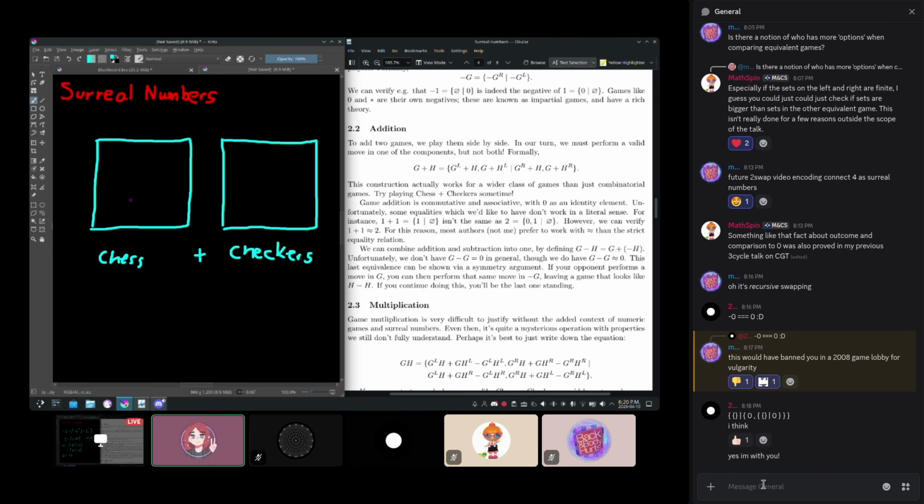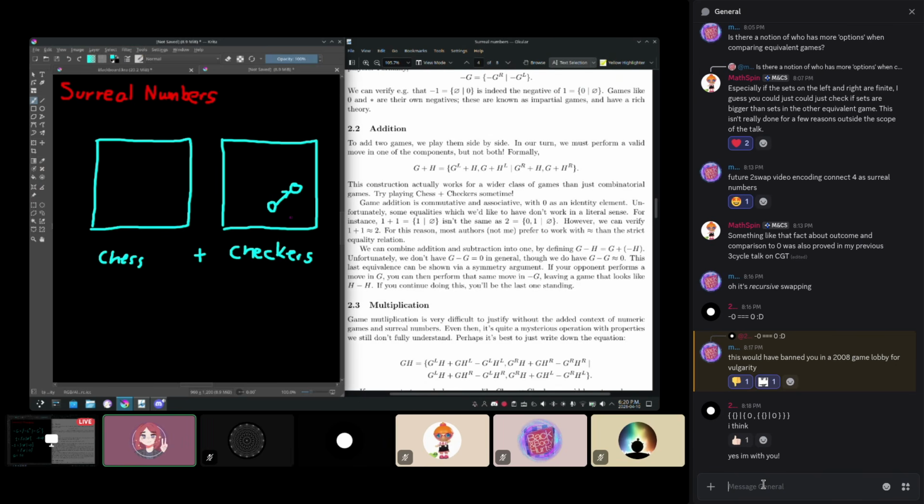Well, let's say that I am the left player, which we'll say is white for chess and maybe red for checkers. I don't actually know how checkers works. But basically, what would be my possible moves? I could do a move here in chess, or I could do a move here in checkers. I can't do both at the same time. I have to choose one or the other. And so that's basically what adding two games means. It just means you play them side by side and each turn you make a move in one or you make a move in the other.